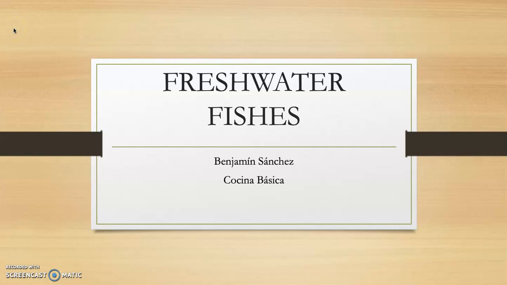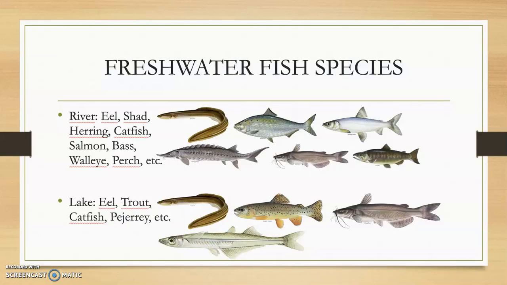Good afternoon. Today I'll tell you about freshwater fish. Freshwater fish species can be divided into two locations, river and lake. The river is inhabited by eels, shad, herrings, catfish, salmon, bass, walleye, perch, among others. And the lake is also inhabited by eel, trouts, catfish, pejerrey, among others.